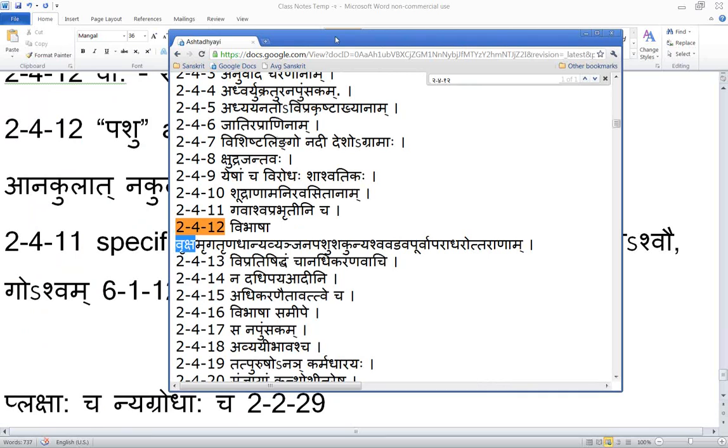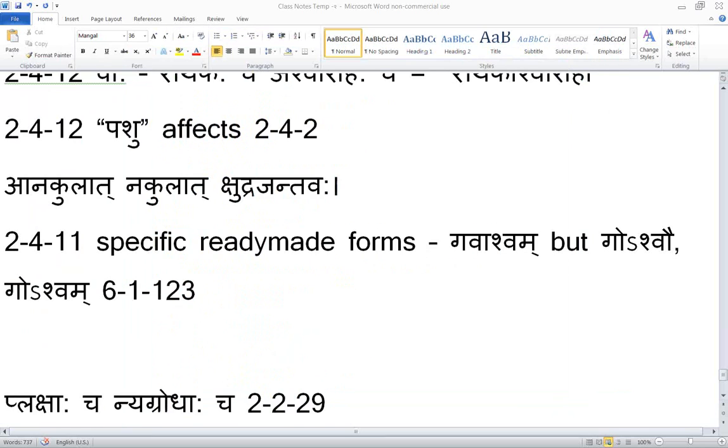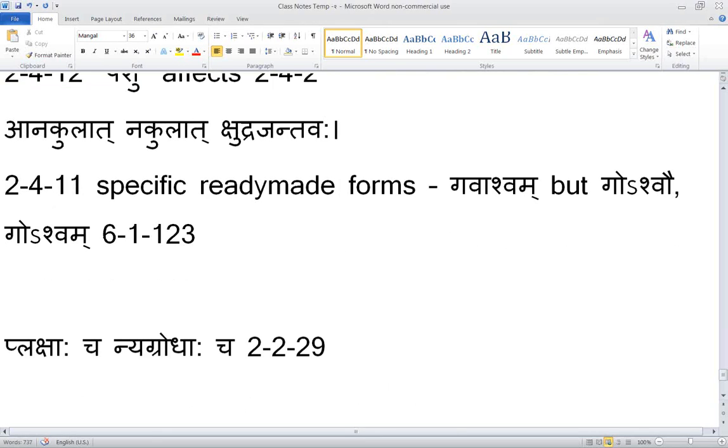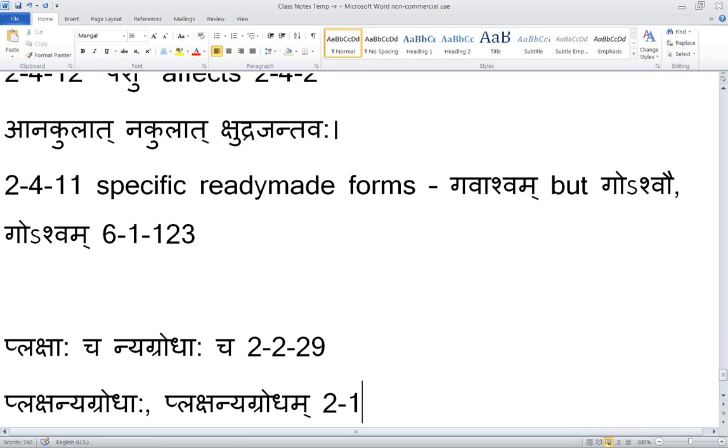One more time: by charthe dvandvaha, we had the vibhasha. By 2.4.6, jatir praninam, we lost the vibhasha. And then again by 2.4.12, we got back the vibhasha. So now we get two forms. We can have either plakshanyagrodhaha, or we can also have plakshanyagrodham. So this is by 2.4.12.